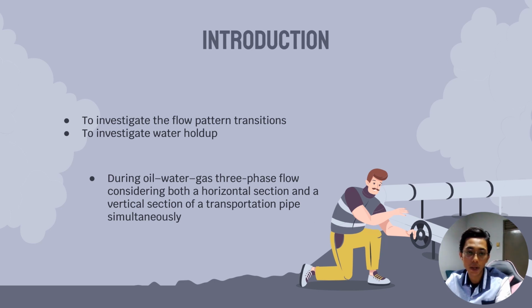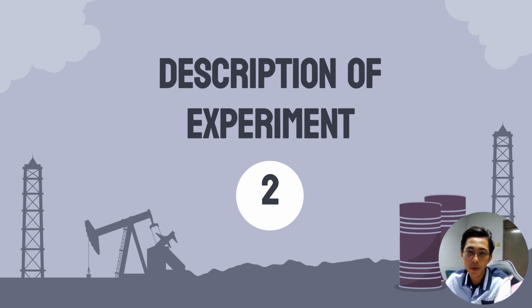The objective of the experiment is to investigate the flow pattern transition and to investigate water holdup during oil-water-gas three-phase flow by considering both a horizontal section and a vertical section of a transportation pipe simultaneously. We're moving forward to the description of the experiment.